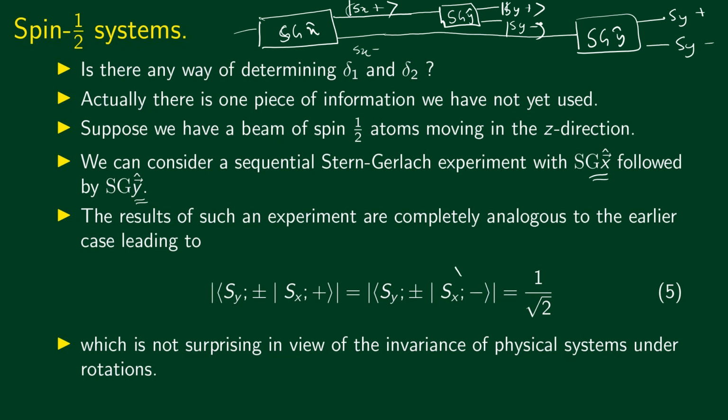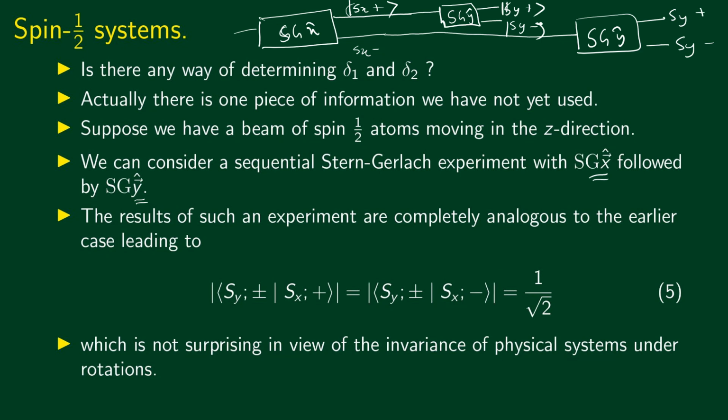Similarly, if I take Sx minus, again, because Sy minus going into an SGY hat apparatus returns two beams with equal probabilities, this means that Sx minus has a component also along Sy plus and minus directions. Since the probabilities are equal, according to the probability postulate, the modulus of this component is equal to 1 by root 2, because according to quantum mechanics, modulus square is the probability, which will give you 1 by 2.